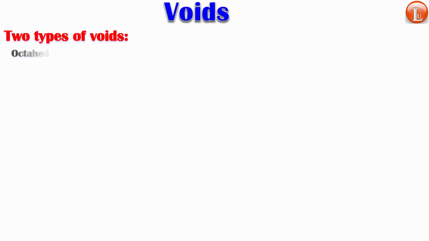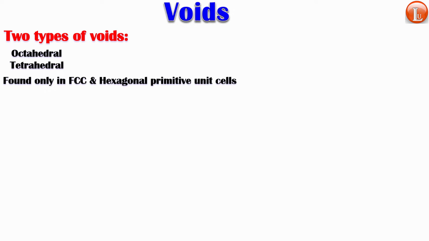In this section we talk about voids, and generally there are two types of voids: octahedral voids and tetrahedral voids. These voids are only found in face-centered cubic and hexagonal primitive unit cells, that is, the CCP arrangement, cubic close packing, and the hexagonal close packing arrangement. First of all we're going to look at both these voids in the FCC unit cell. So let's start with the octahedral void in FCC.